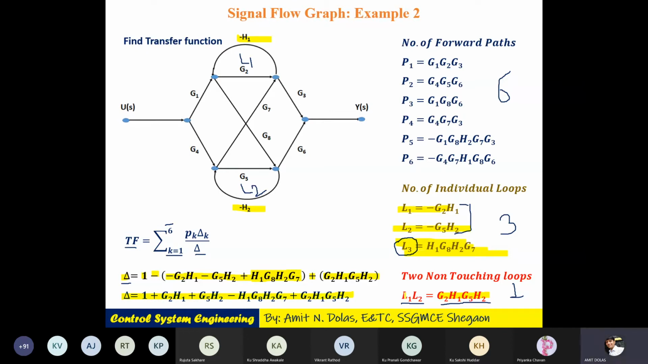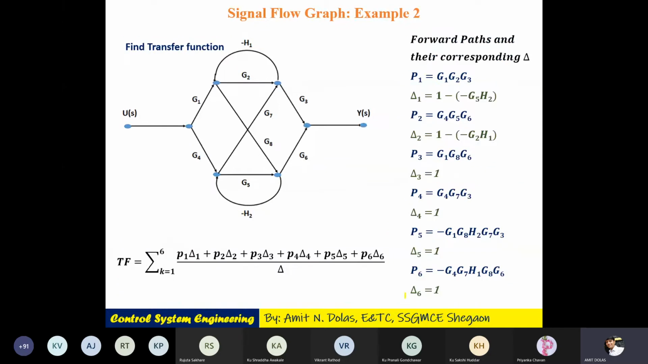Now I'm interested in finding the delta corresponding to each path: P1 with delta 1, P2 with delta 2, and so on. If such a problem comes in the paper, it will of course be for 13 to 14 marks. Then we'll go to the forward paths and their corresponding deltas. So P1 is G1 G2 G3. I'll mark the path G1 G2 G3.